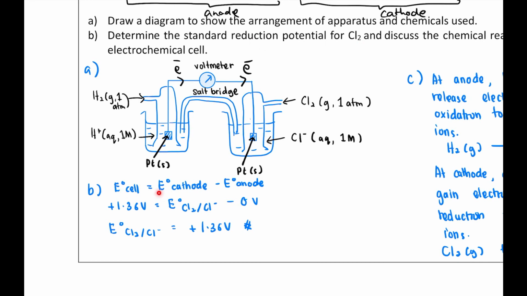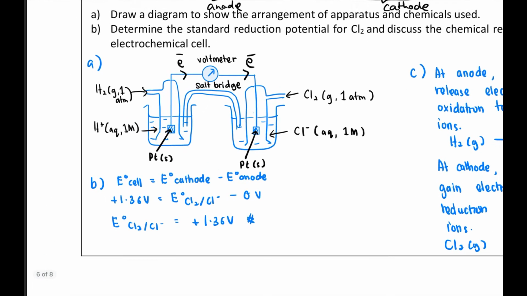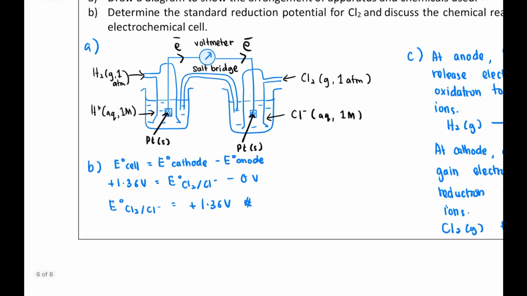Okay, so this is the formula to calculate standard reduction potential. And then we want to find yang chlorine punya reduction potential. So chlorine adalah cathode. Okay, so cathode minus anode. Anode kita adalah H2, so 0. Okay, bacaan voltmeter yang dia bagi dekat kita atas ni, E naught cell, ini adalah E naught cell tu bacaan voltmeter. So masukkan dekat sini, then you should get your E naught for chlorine. Okay, so positive 1.36 volt.